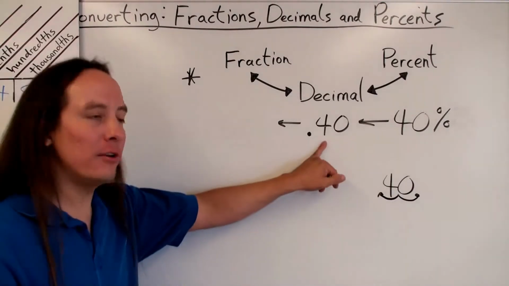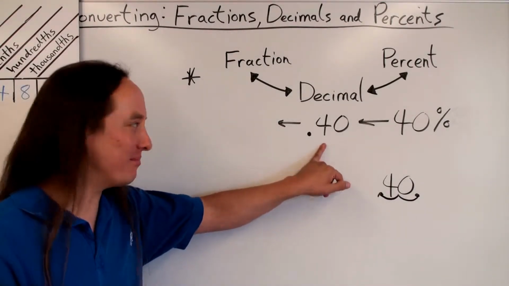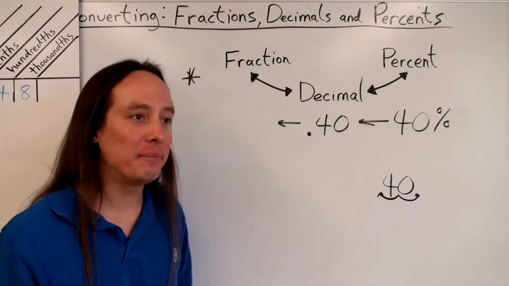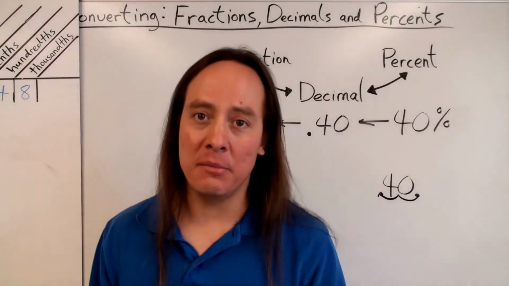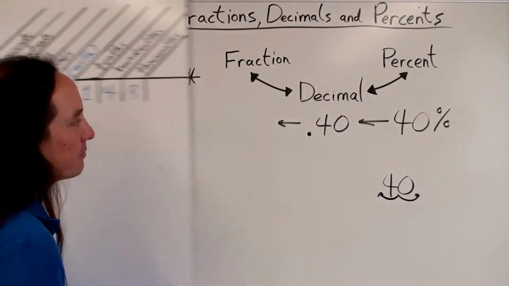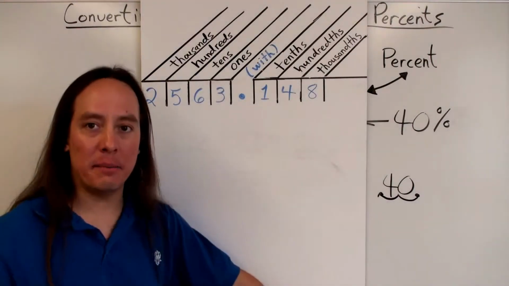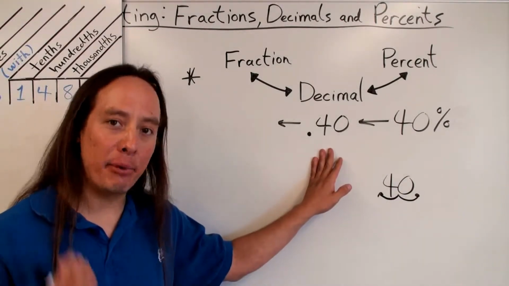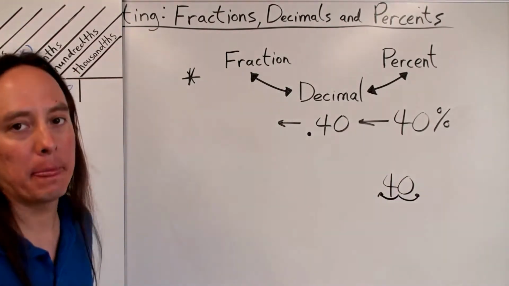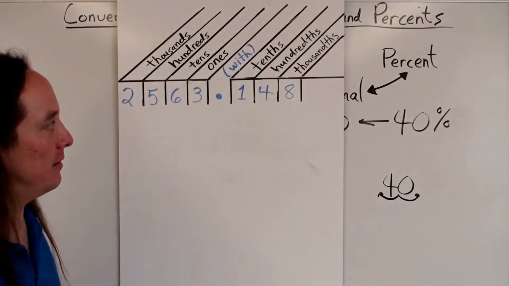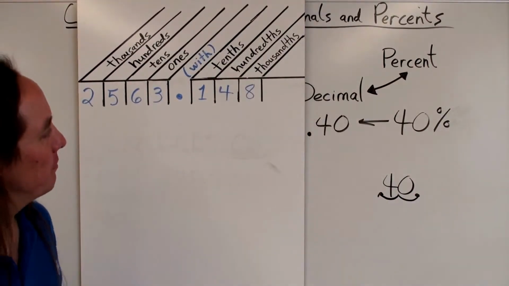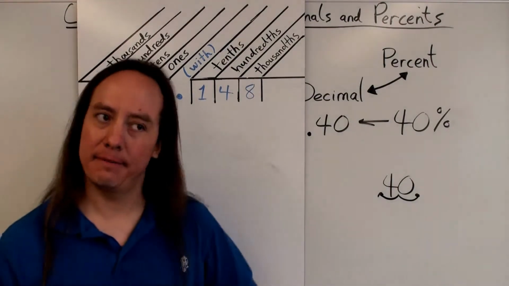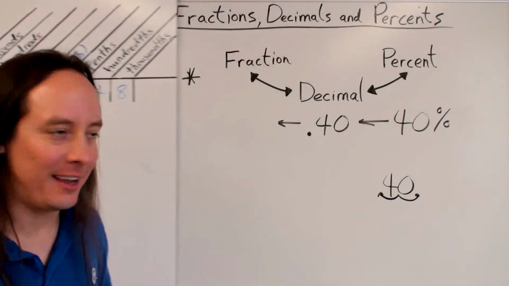Now, how do we convert the decimal to a fraction? How do we do that? Well, this is where place value comes in. Remember place value. We have to say the number, this one, without saying point. How would you say that? I'll put it back here so you guys can see it. What would that be? It would be 40 hundredths. Okay? Still struggle saying that.